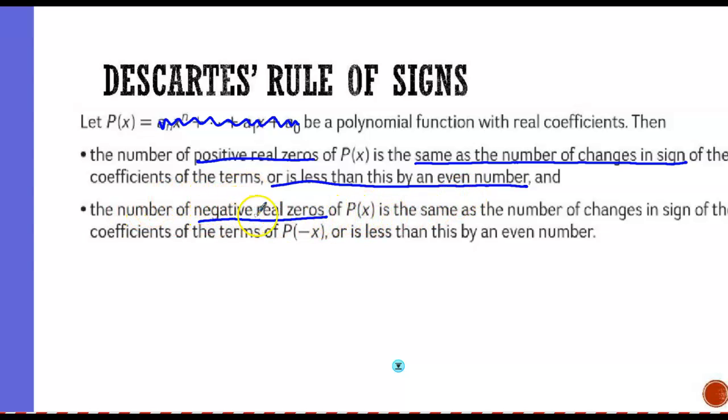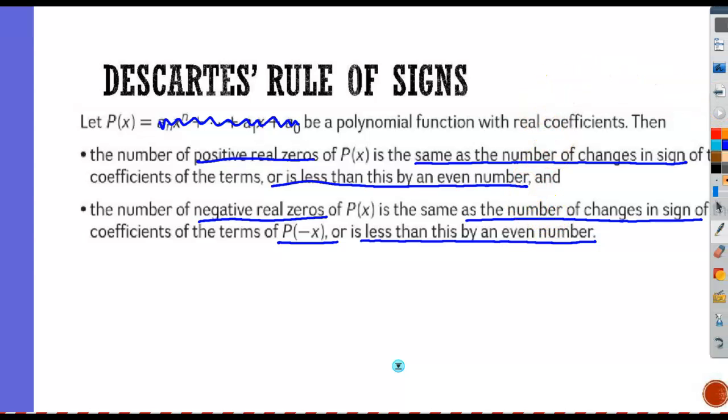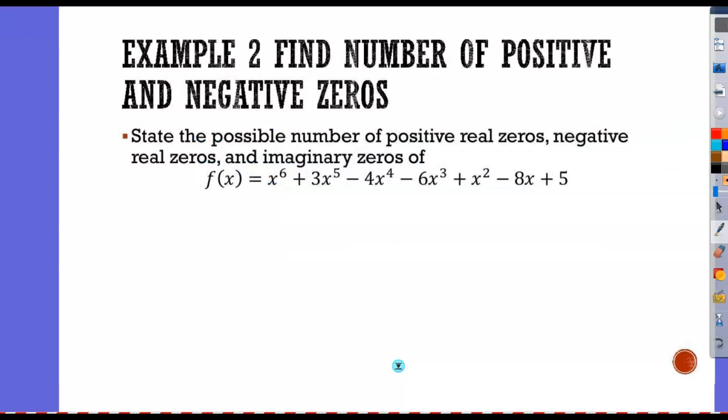To find the number of negative real zeros, it's the same thing. You're looking for the number of changes in signs, but of p of negative x. So I'm going to plug in a negative x, and it can be less than that by an even number. What I underlined is kind of the gist of it. That's probably the main thing I would write, unless you're fond of writing paragraphs. So let's try this example. State the possible number of positive real zeros, negative real zeros, and imaginary zeros.